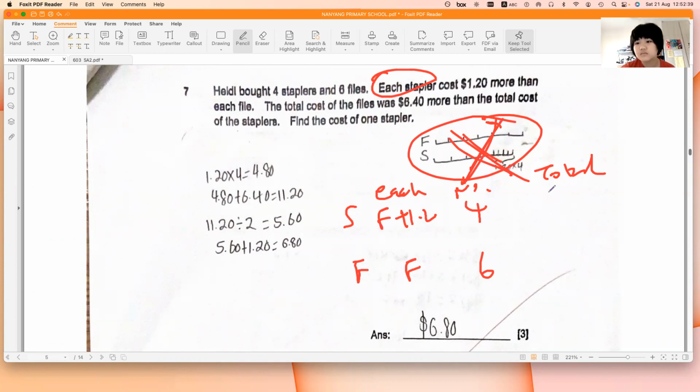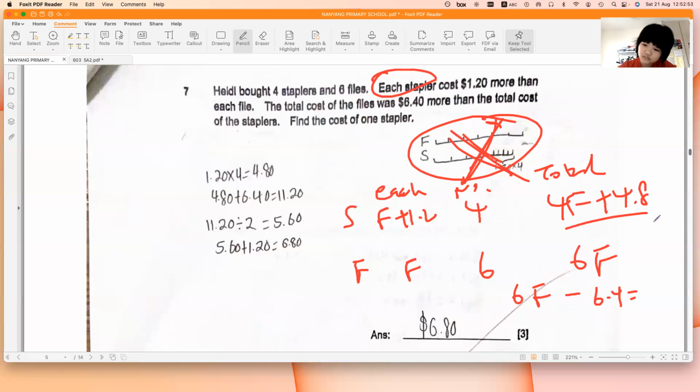So if I use this, 4F, then of course this is 4.8, and this is 6F. And of course it says the total cost of files was more. So the file is more, so 6F minus 4.8 is equal to 6.4. Okay, so if you get this table correct, you get marks. If you can solve this, you get marks. My point to you is if you somehow make a mistake, let's say you make a mistake here, it's 6.6, GG already. You will not get marks.